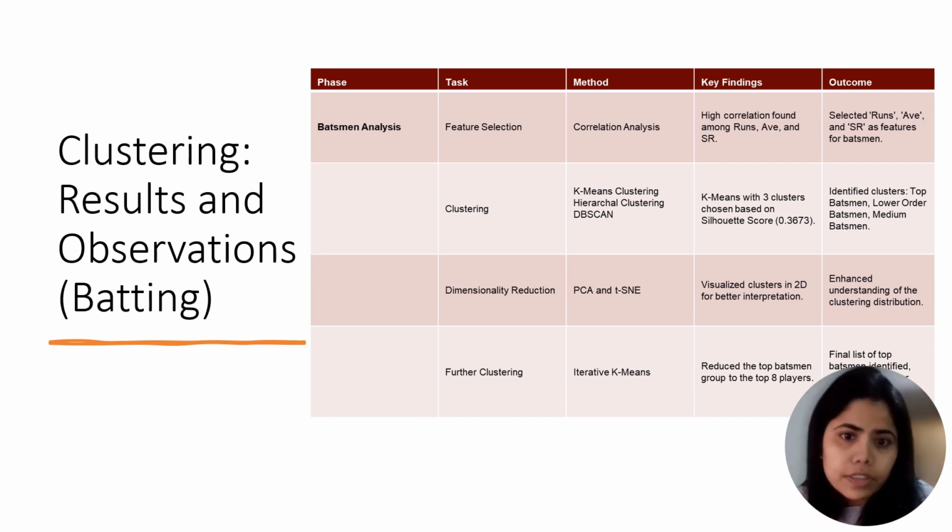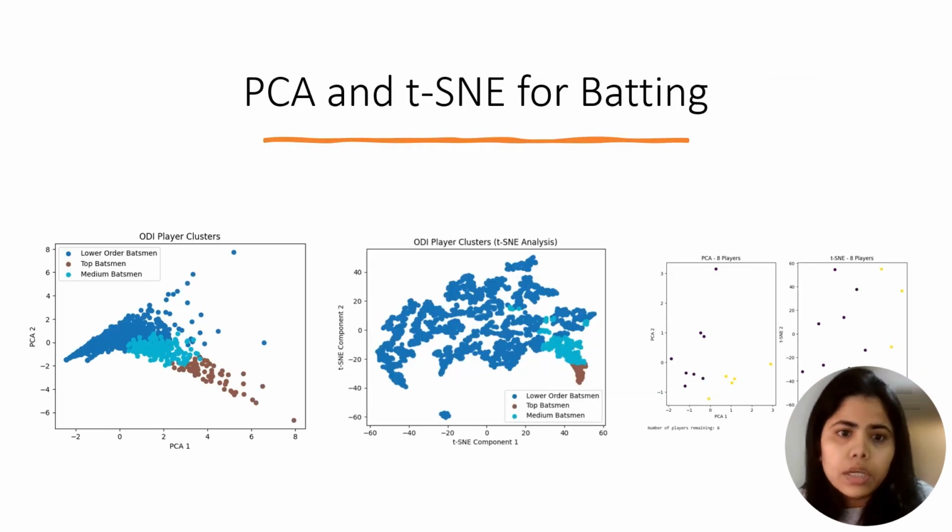We did feature selection, clustering, dimensionality reduction, and iterative clustering. The rightmost plot is a scatter plot for the first two principal components from PCA. As we can see, it has 3 clusters: lower order batsmen, top batsmen, and medium batsmen. And here are the results for the t-SNE, where we are visualizing the clusters. And here are the t-SNE and PCA results for the top 8 batsmen after iterative clustering.